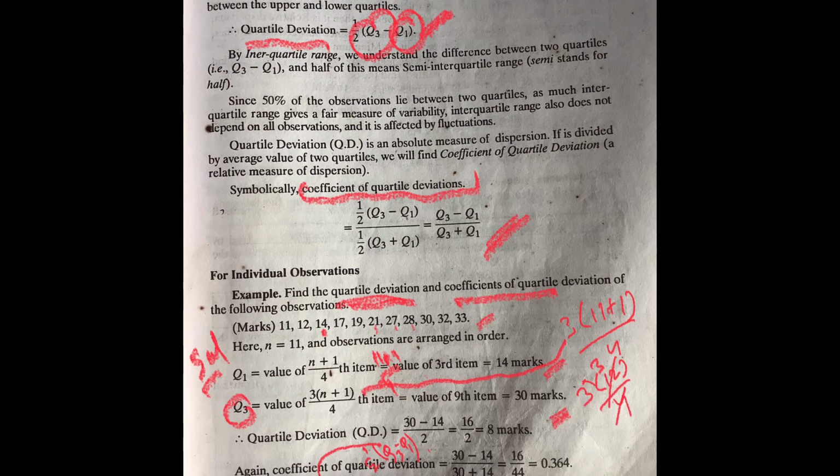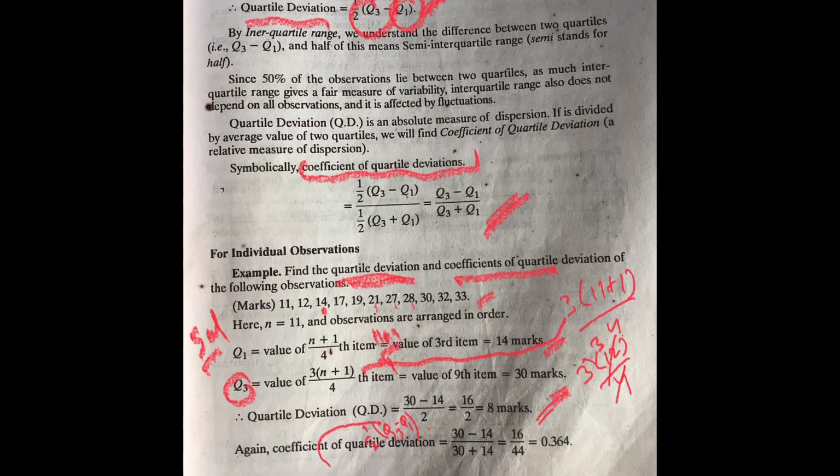No need to write. Okay, so 30 minus 14 is equal to 16, divided by 2 is equal to 8 marks. This 8 marks is your Quartile division. Hope you understood this. Now again, coefficient of Quartile division.